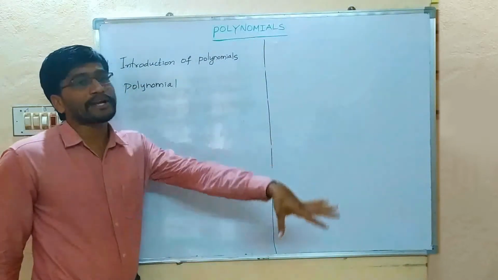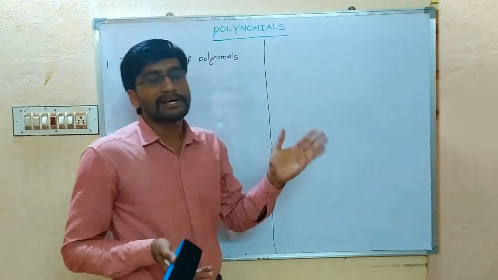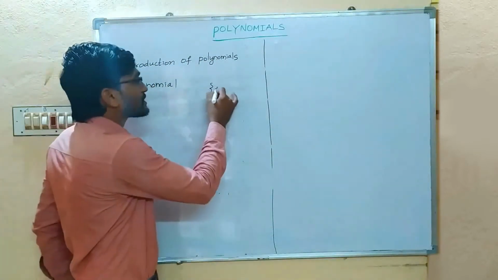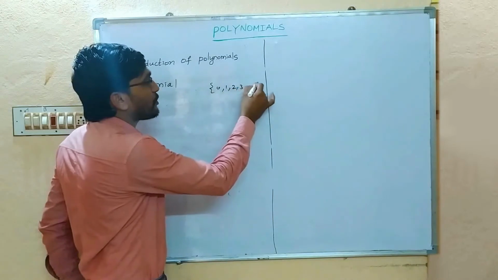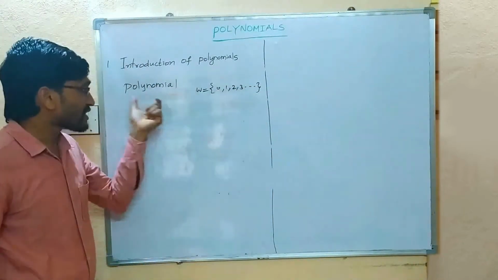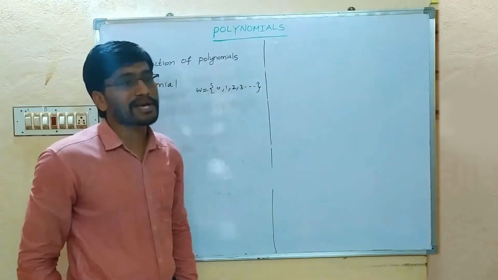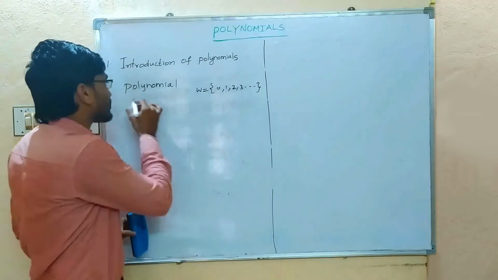What are the non-negative integers? Non-negative integers are nothing but whole numbers. What are the whole numbers? 0, 1, 2, 3. These are all the whole numbers. Non-negative integers are nothing but whole numbers. An algebraic expression in which the powers of variables are non-negative integers is called a polynomial.